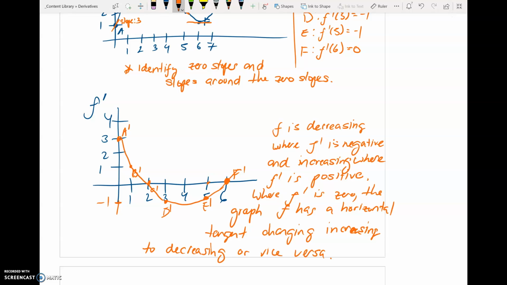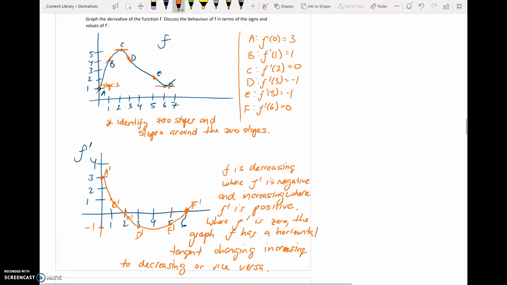Okay, so to summarize again, f is decreasing, like down here. That means we're going to be negative in f prime because we have a negative slope. When f is increasing, which happens over here, then we're going to be positive in our values for f prime because our slope is positive. And whenever we have a horizontal tangent, that means our slope is 0.